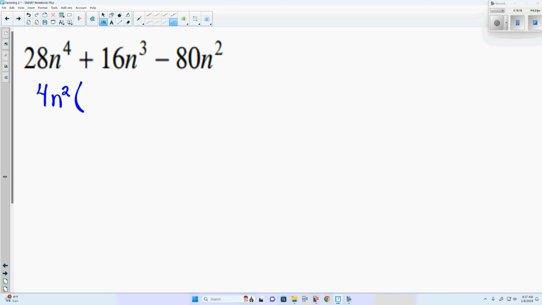So this one here does have a greatest common factor of 4, because 4 is divisible into 28, 16, and 80, yes? But we also have n squared, because they all do have n. The smallest exponent is 2, so we can take out 4n squared. Because when we factor it out of 28n to the 4th, well, our 28 divided by 4 is 7. Let's focus up here. n squared. Because we're removing 2 of the n's from n to the 4th, giving us n squared. Plus. So when we take 4 out of 16, which gives us 4, and when we take 2 n's away from n cubed, we just have n. Minus 80 divided by 4 is 20. And the n squared factors out completely.